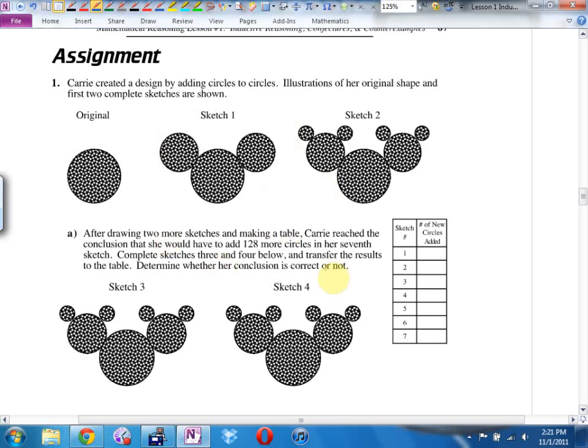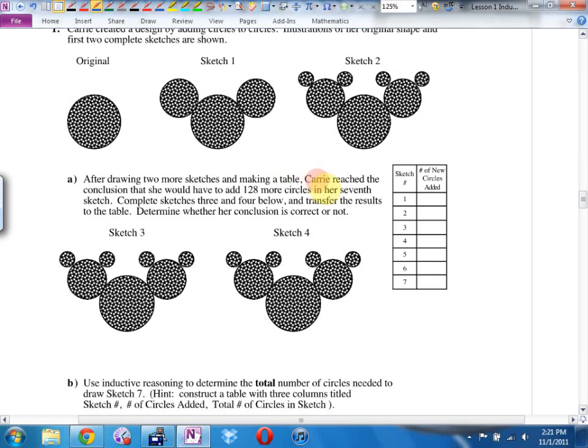After drawing two more sketches and making a table, Carrie reached the conclusion that she would have to add 128 more circles for her seventh sketch. It says complete sketches three and four below. You know what? I'm going to say don't complete sketch four. I'd like to see if you can spot the pattern from three. I'm lazy. But then see if you can fill in what would go here. Spot the pattern.